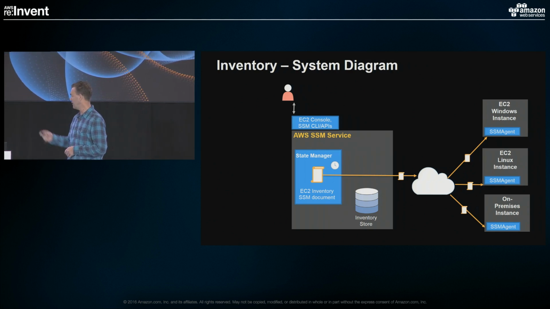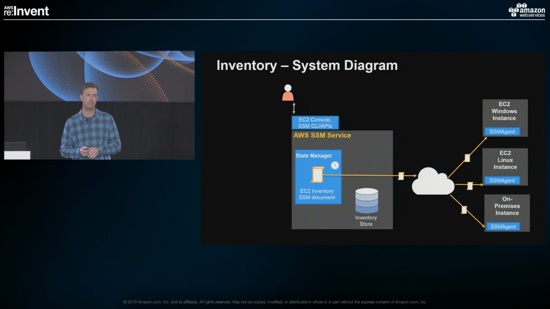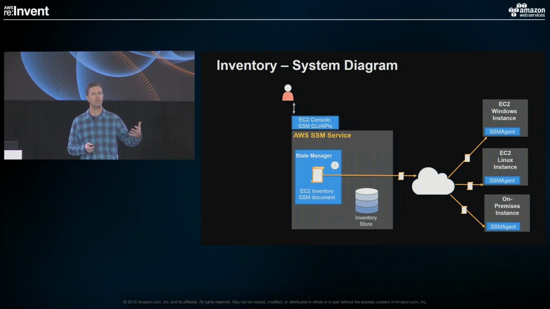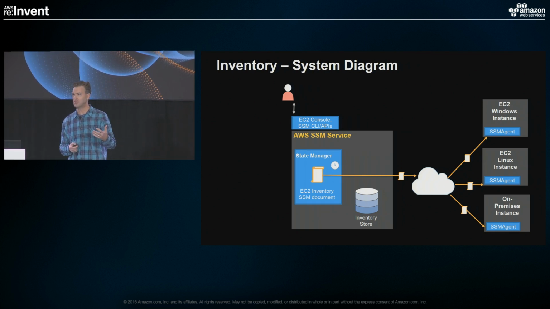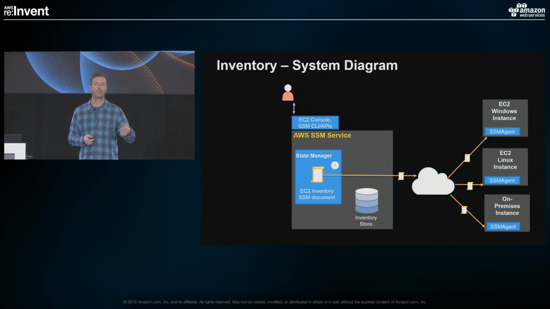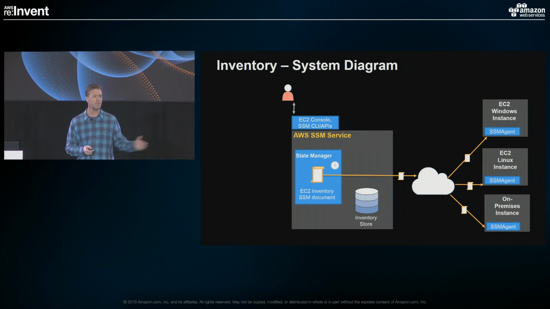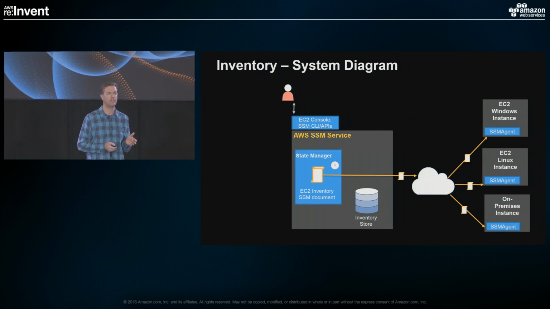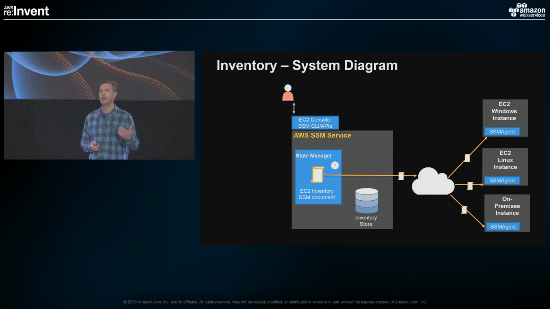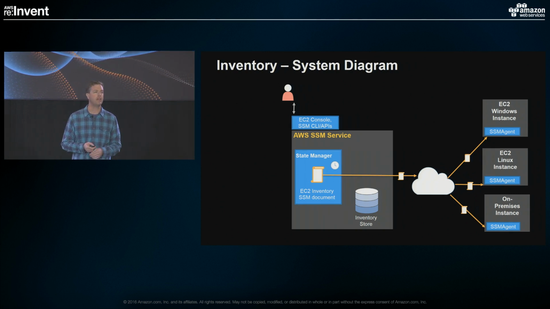So if you were in State Manager with Amjad yesterday, you heard about associations. Basically what we do is we select the type of inventory we want to collect. We select the target instances we would like to collect inventory from. And then we select the update frequency that we would like to gather that information. Do we want it once an hour? Do we want it once a week? So that document gets pushed out to these various instances here, and that's effectively handled by the SSM agent.